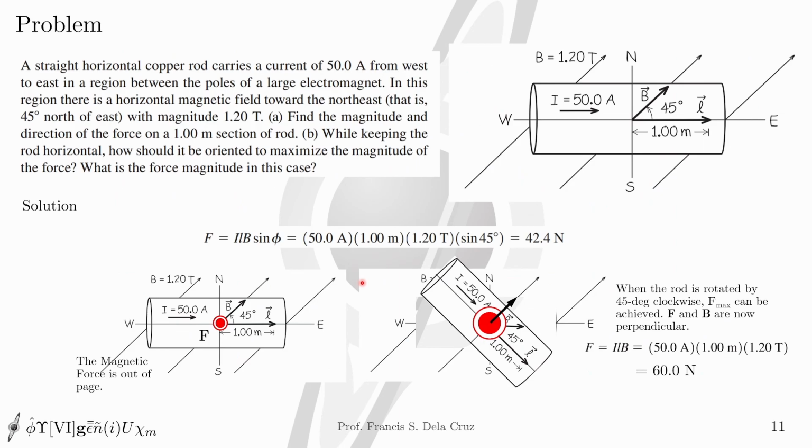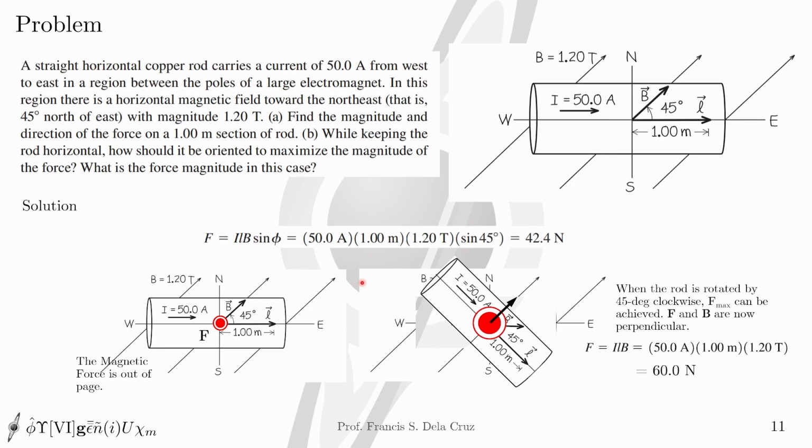A straight horizontal copper rod carries a current of 50 amperes from west to east in a region between the poles of a large electromagnet. In this region, there is a horizontal magnetic field toward the northeast, 45 degrees north of east, with magnitude 1.20 teslas. Find the magnitude and direction of the force on a 1 meter section of rod. Letter B: while keeping the rod horizontal, how should it be oriented to maximize the magnitude of the force? What is the force magnitude in this case?